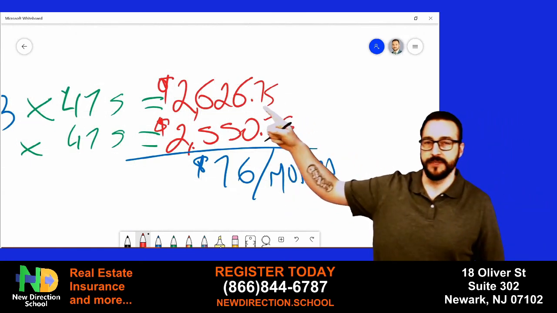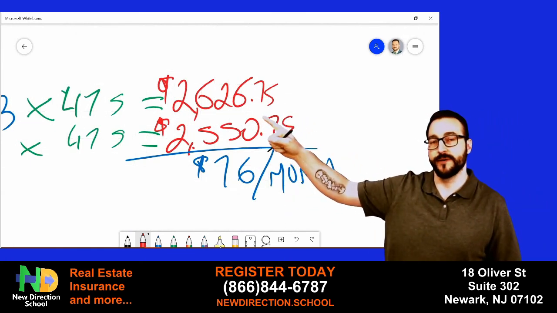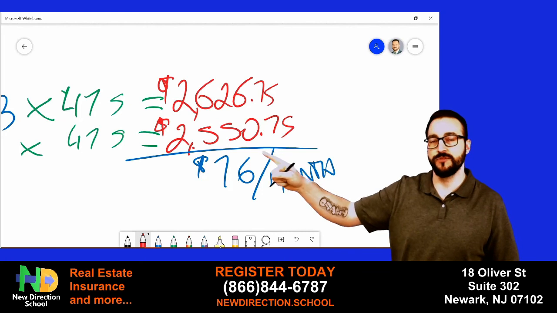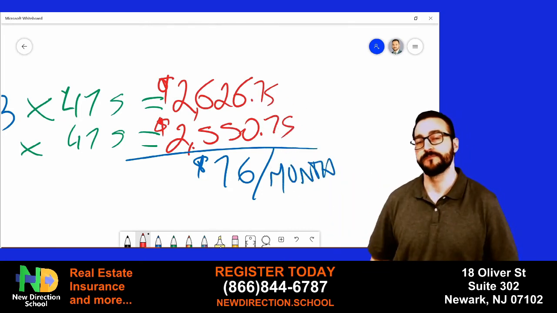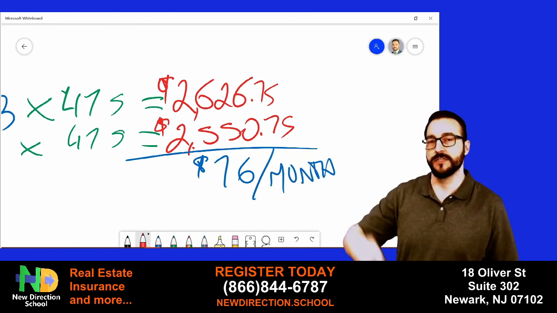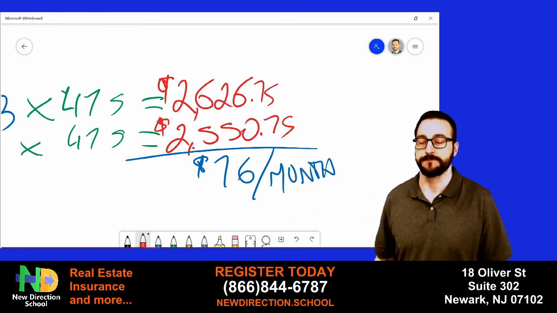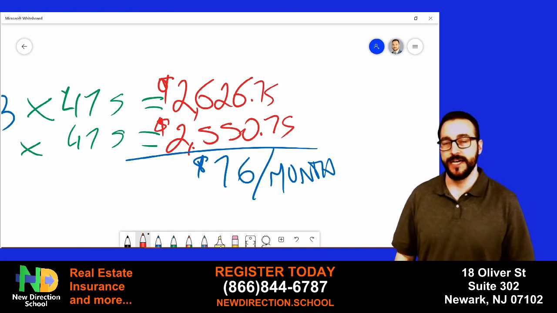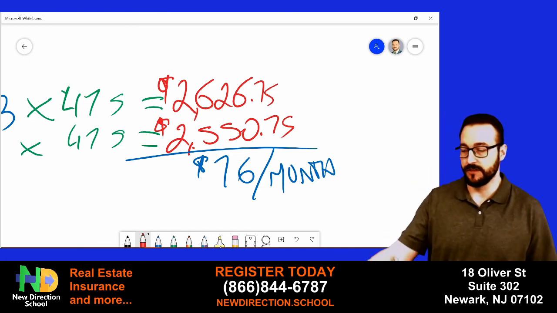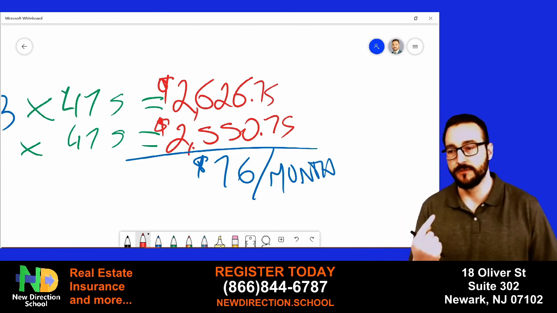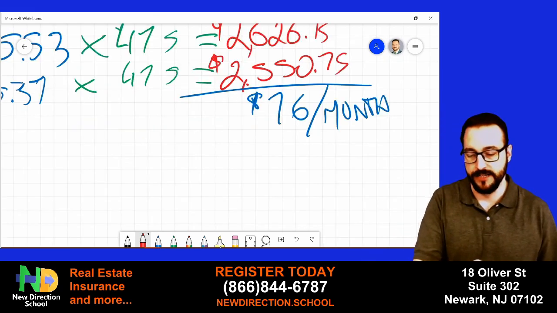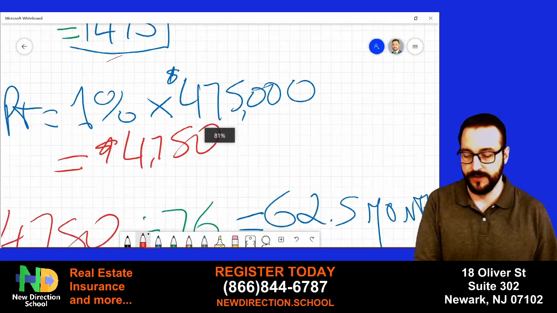Your monthly payment of $2,626, and a monthly payment of $2,550. This one is if your loan was at 5.25%. This one is if your loan is at 5%. So what savings are you getting by putting money up front? You're getting $76 a month in savings. Now, is it worth it? That's what I asked you. And I said, let's figure it out.